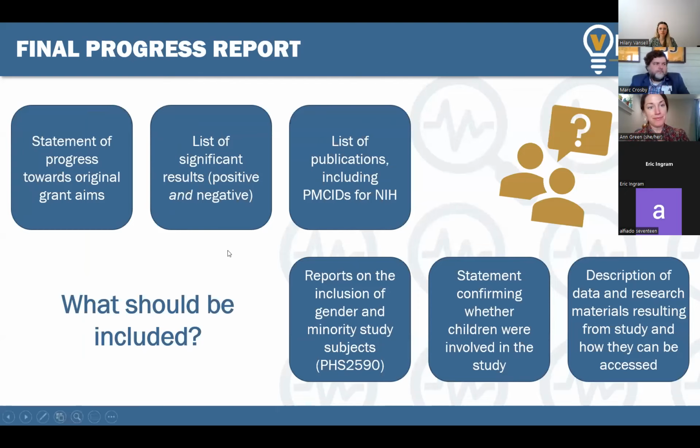This talks about the different aspects of the progress report. Again, did the project meet the original aims of the sponsor? Something else we haven't talked about is publications. So you would have to include publications that were produced as part of the project, part of the research.